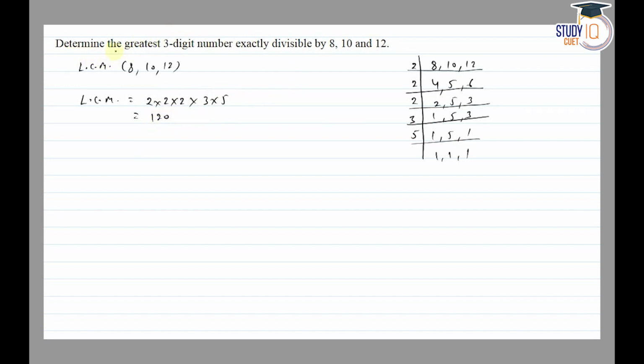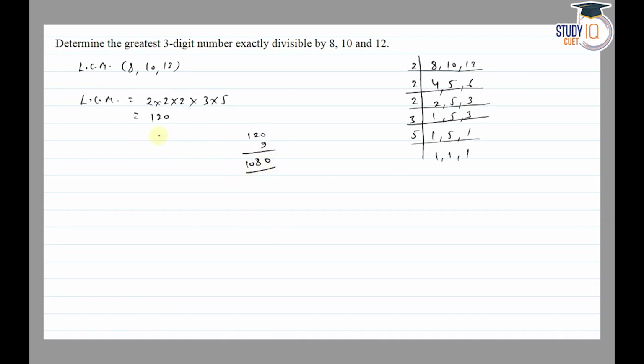So हमें determine करना है the greatest 3-digit number exactly divisible by 8, 10 and 12. So 120 and multiples of 120 are exactly divisible by 8, 10 and 12. लेकिन हमें find out करना है greatest 3-digit number. So 120 10 हो जाएगा हमारे पास 1200. So 9th multiple हो सकता है. So हम चेक कर लेते हैं, 120 9 हो जाएगा हमारे पास 1080. So यहाँ हमारे पास 4-digit number है.